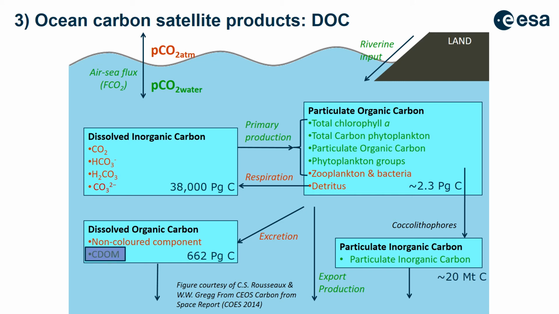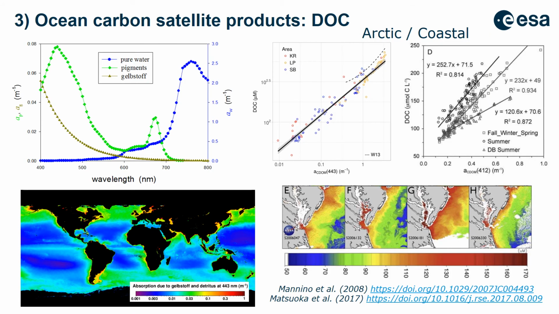Now, in terms of the dissolved organic carbon pool, we can access some information on dissolved organic carbon through the satellite colour dissolved organic matter product. And this is particularly true in coastal regions. So in this slide here, on the top left here, we have the optical properties of water, pigments and Gelbstoff or CDOM, which is the brown line here. And you can see it has this exponential decrease in absorption with increasing wavelength. And there are semi-analytical algorithms that can retrieve this absorption coefficient using satellite observations.